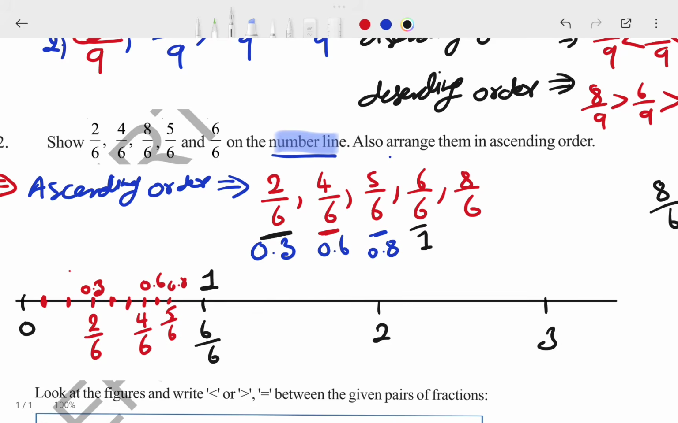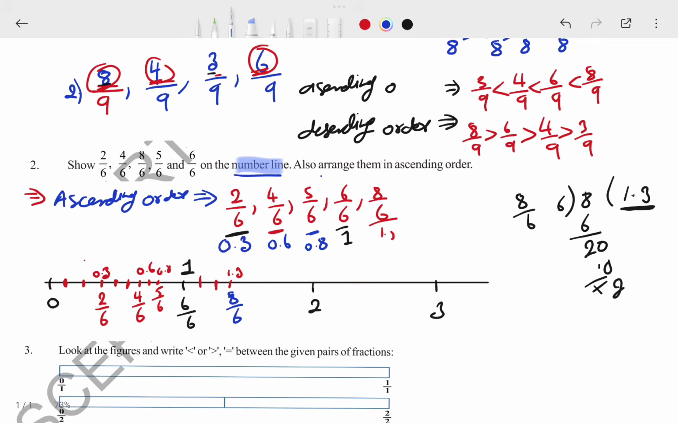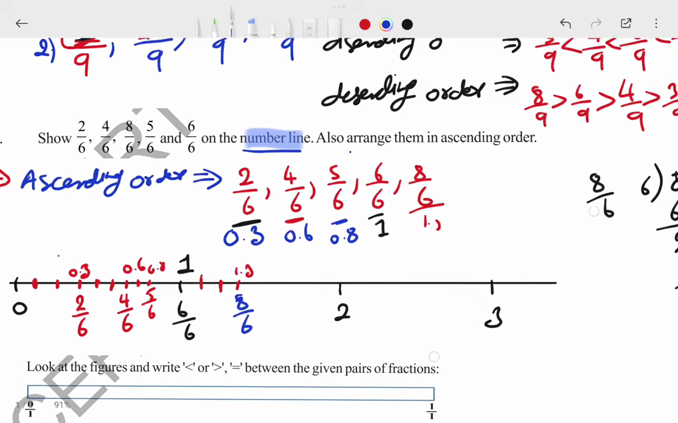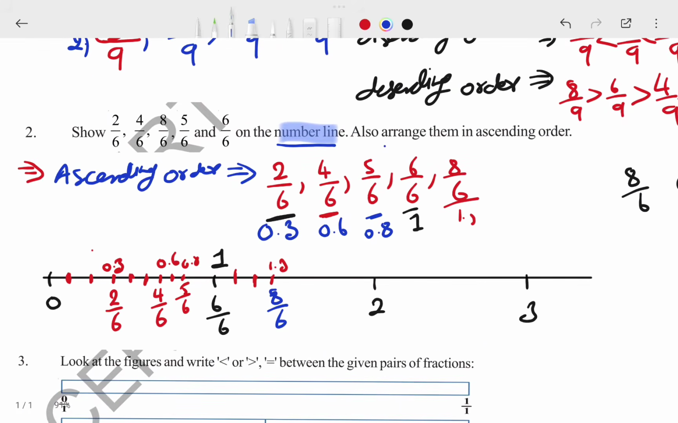So where it is 1.3, we know that 1.1, 1.2, 1.3 will be here. This is 1.3, so 1.3 means this is the number 8 by 6 simply. So generally we put it like that. Okay, now first we arrange these into ascending order. We did it like that here. Okay, now after arranging these numbers, what we did, we have to plot them on the number line.